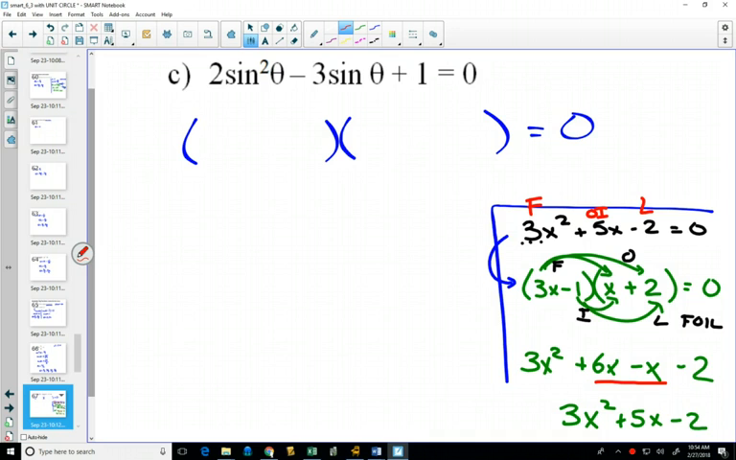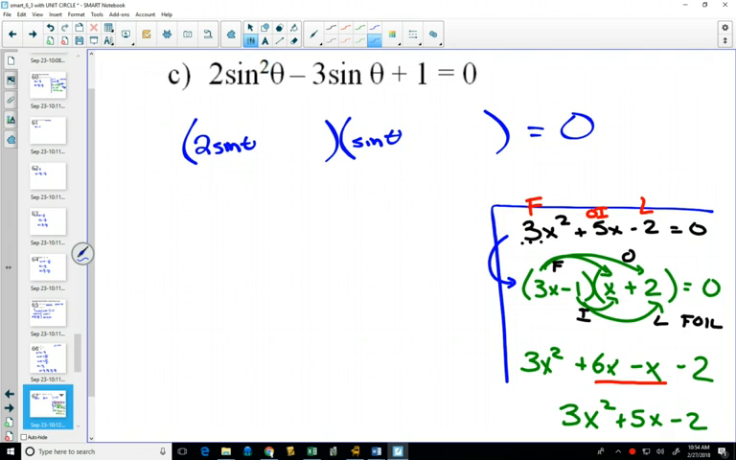So when starting to factor the one that we have here, if I have a 2 sine squared theta, there's only one option for my first terms. Can you see that? The only thing that I can put for my first terms are 2 sine theta and sine theta. And so when there's only one option, I write that down first, just like with 3x squared, the only option is 3x and x.